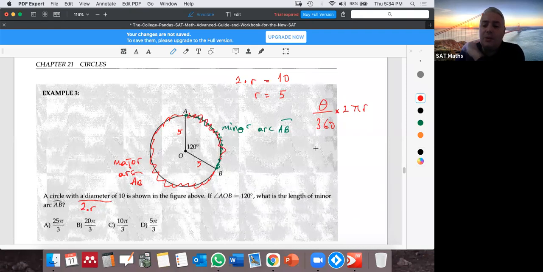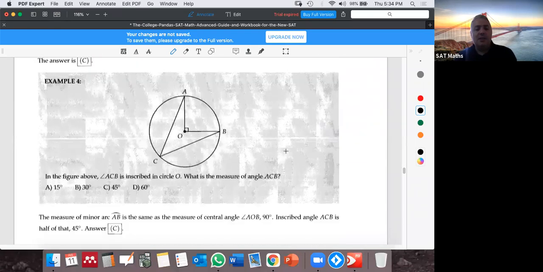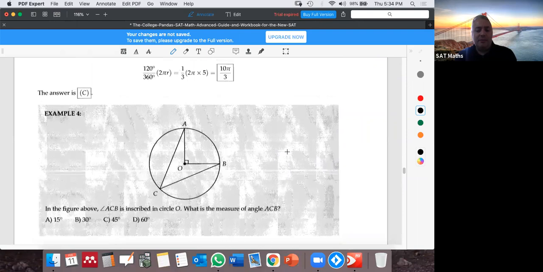The angle is 120, so this is given as 120. R is 5, and then 2 times 5 is 10. 360 divided by 36, 36 divided by 12 is 3, 120 divided by 12 is 10. So the result is 10 pi over 3. That is part C. Simplification, you can do on your own also, no problem. I'm passing. Now, another good question.